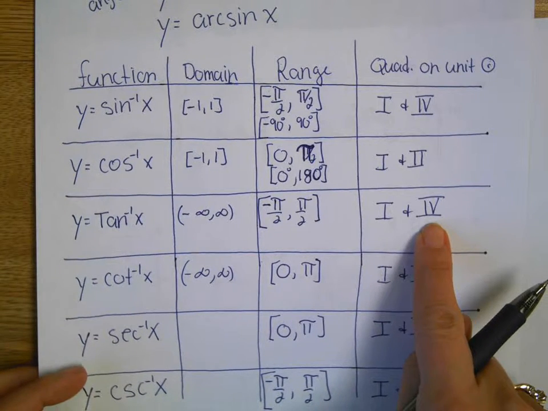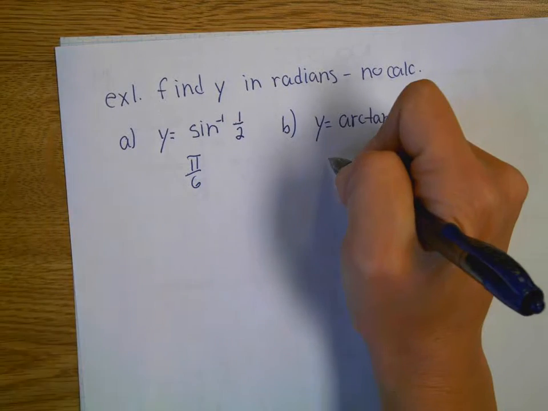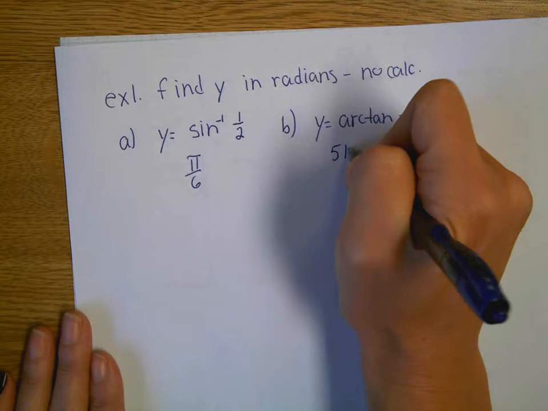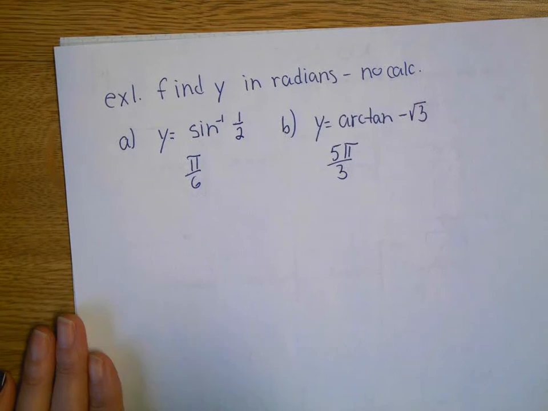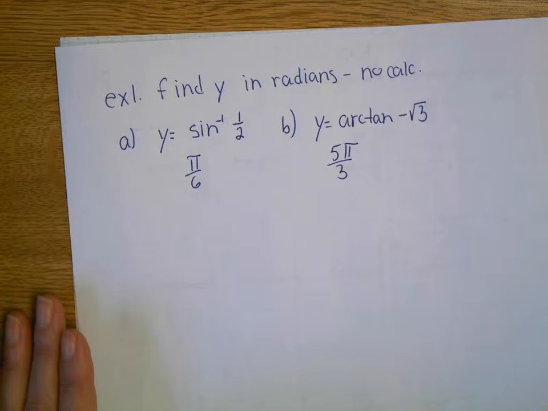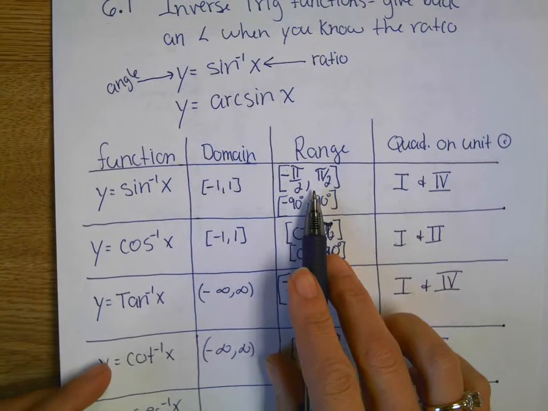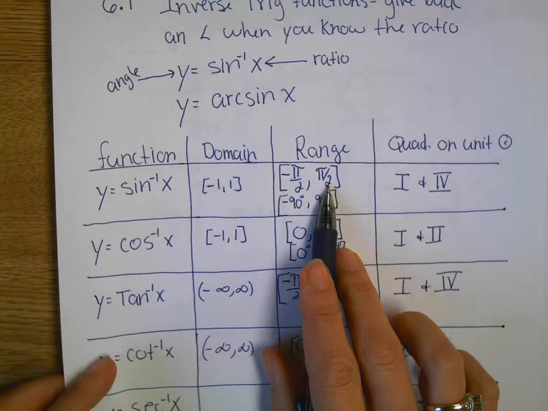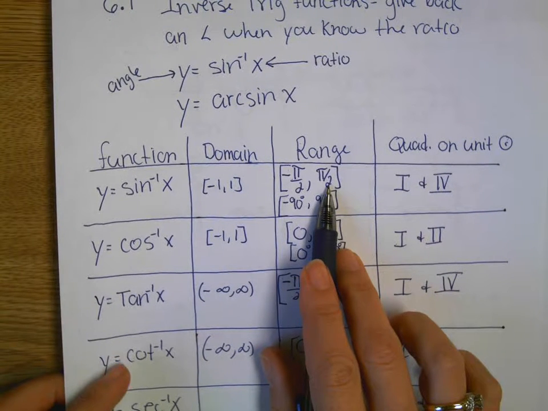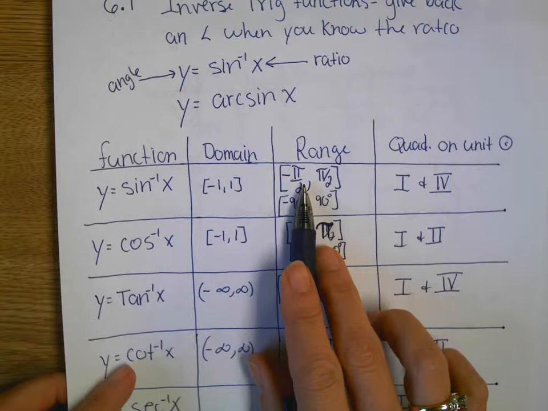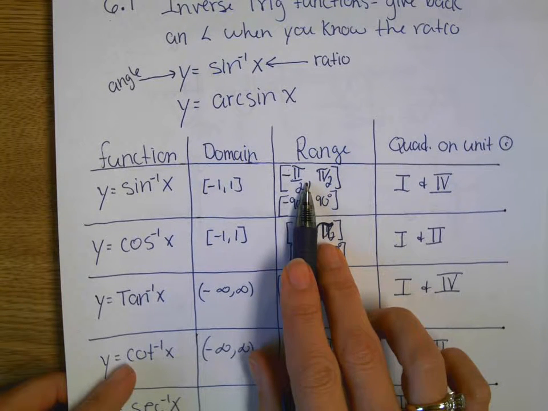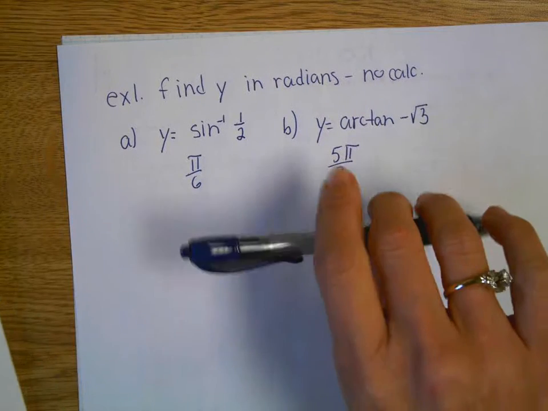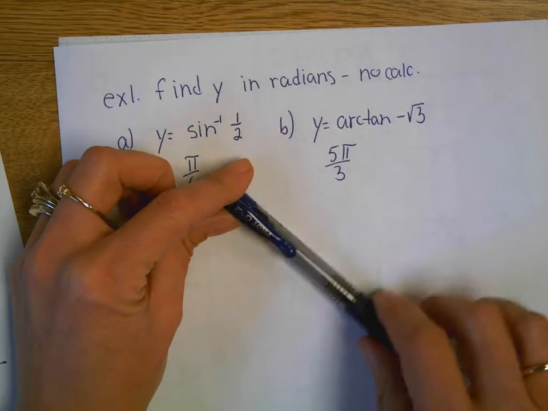Where does tangent 5 pi over 3? 5 pi over 3. Now, I like 5 pi over 3. Me too. Let's keep it. I know, but the range said that the angle had to be between negative pi over 2 and pi over 2. Because it's in quadrant 4, I need a negative angle measure. So what would that 5 pi over 3 be equivalent to in terms of a negative angle?